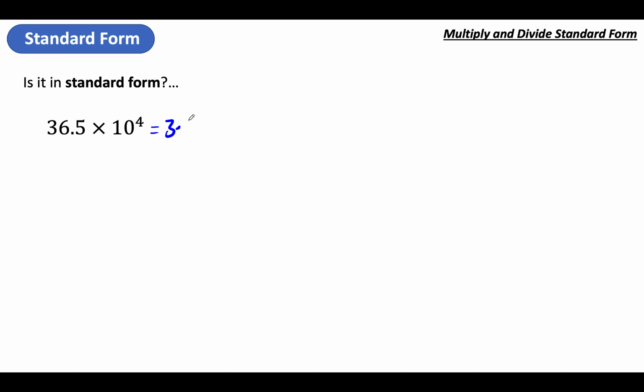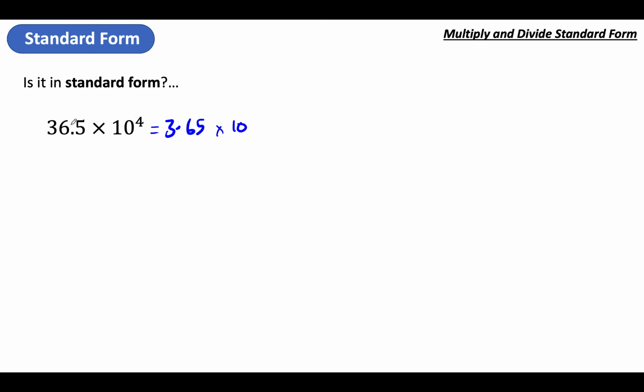Is it in standard form? That's the question. 36.5 times 10 to the power 4. Is it in standard form? No, it is not in standard form. It needs to be 3.65. So same digits and everything, just the decimal point needs to be after that. You can only have a single digit in front of that decimal point, and it can't be 0. But I can't have this as the power of 4 anymore, because otherwise I'd have different numbers.